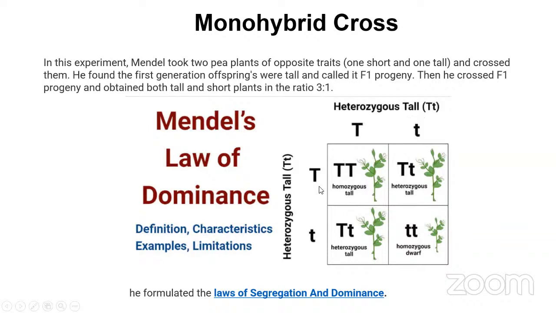So offspring will inherit one trait gene from each parent, like T from one parent and T from another parent. Or capital T from one parent and small t from another parent. So this is called the law of segregation.